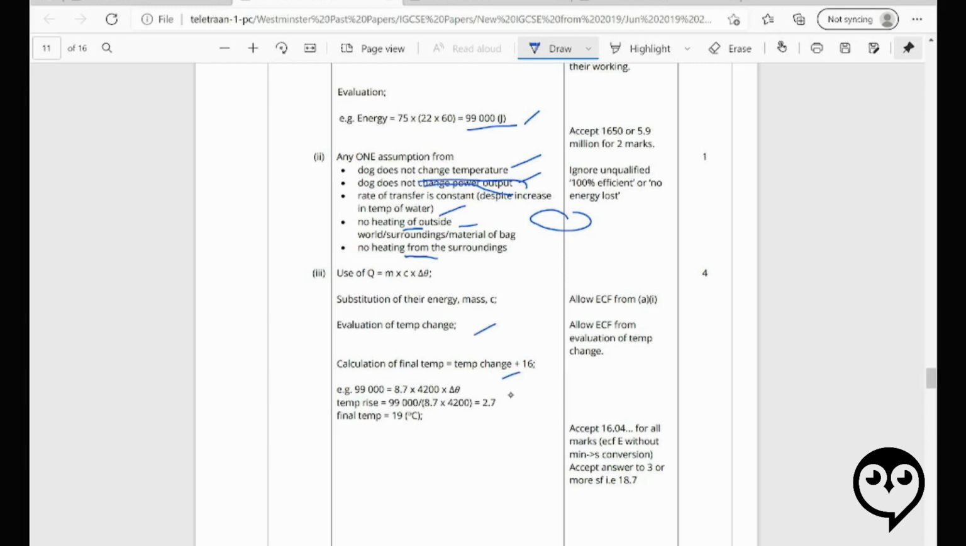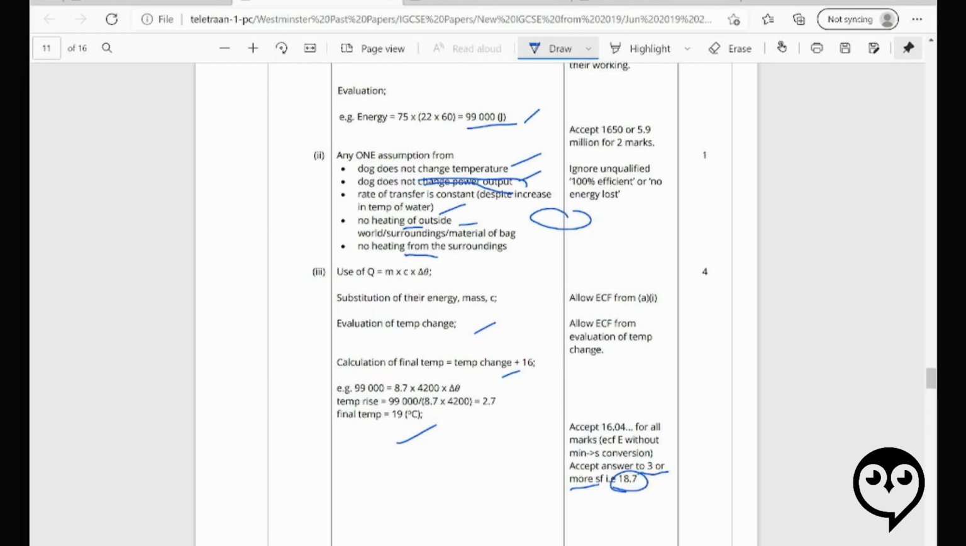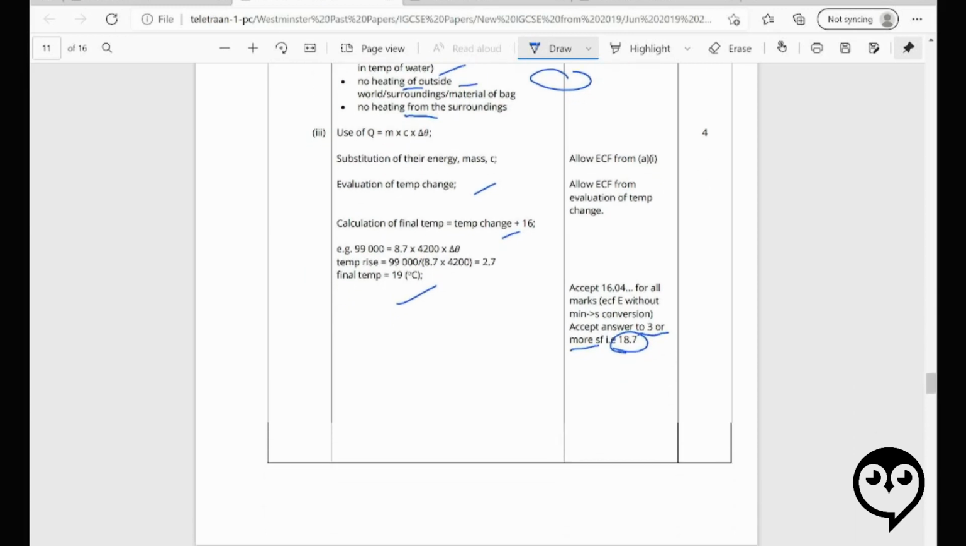We plug everything in here, and I had 18.7, so we'll round that up to 19 degrees. Accept answer to 3 or more sig figs. Make sure with your exam boards you know how many sig figs they'd like you to have, how many decimal places, that sort of thing. But we've got the 4 marks there: equation, substitution, we multiplied out, we got the temperature change.